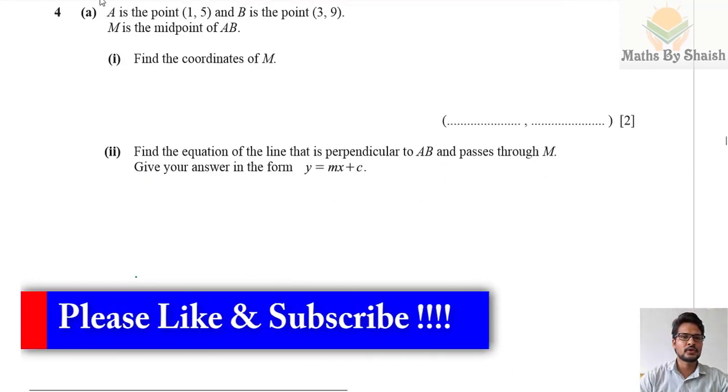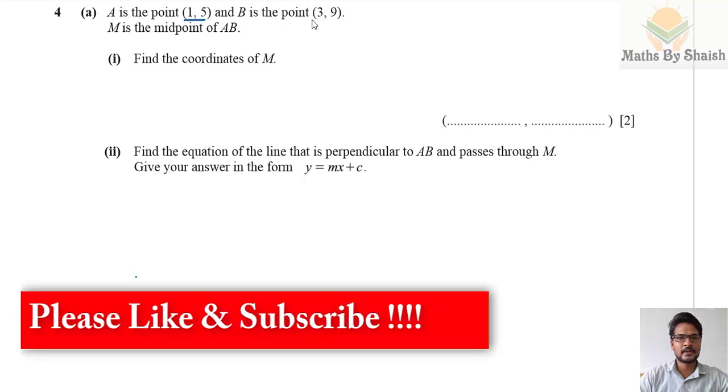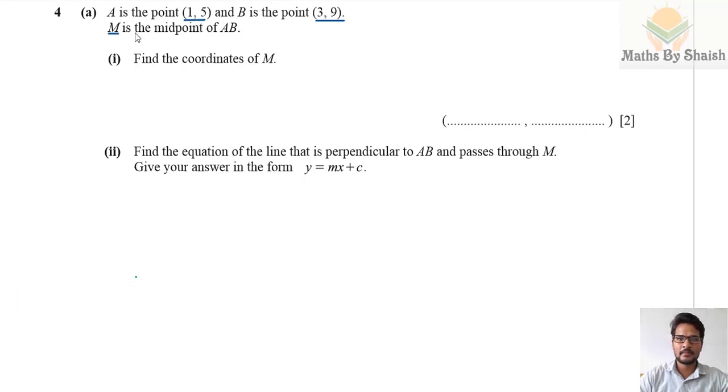Now here's the fourth question. Part A: A is the point (1, 5), B is the point (3, 9), M is the midpoint of AB. Find the coordinates of M. The midpoint's coordinates are the sum of x coordinates divided by 2 and the sum of y coordinates divided by 2. So 3 plus 1 is 4, divided by 2 is 2; 9 plus 5 is 14, divided by 2 is 7. So the coordinates of M are (2, 7).